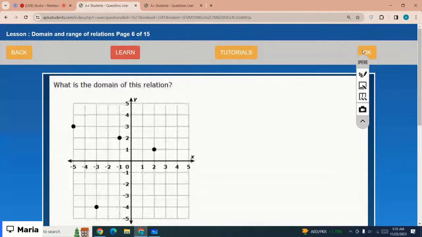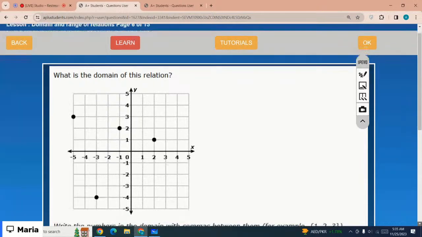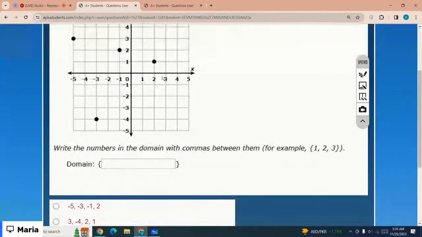What is the domain of the function? Again, you have to see all the x values, right? So they are 2, -1, -5, and -3. So that is option number 1 is the correct option, right?